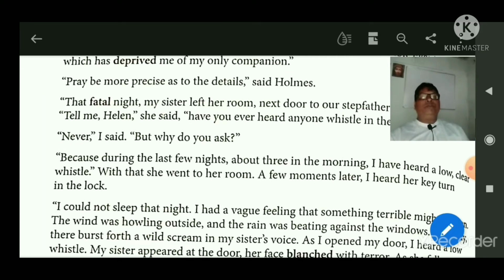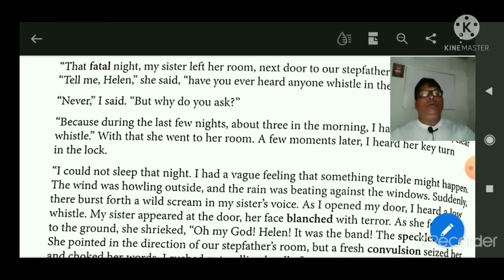Because during the last few nights, about 3 in the morning, I have heard a low, clear whistle. And with that, she went to her room. A few moments later, I heard her key turn in the lock. What did she say? Because during the last few nights, about 3 o'clock in the morning, she heard a low and clear whistle. And with that, she went to bed. And a few moments later, Helen heard her key turn in the lock. She heard that the door is locked.